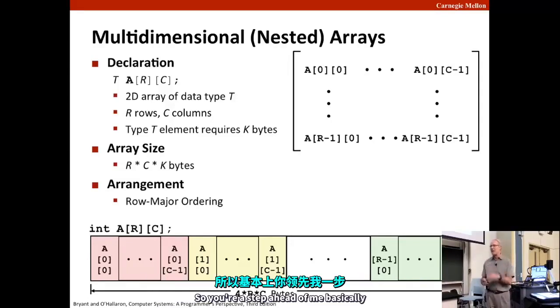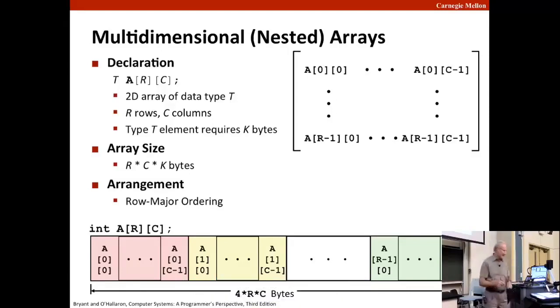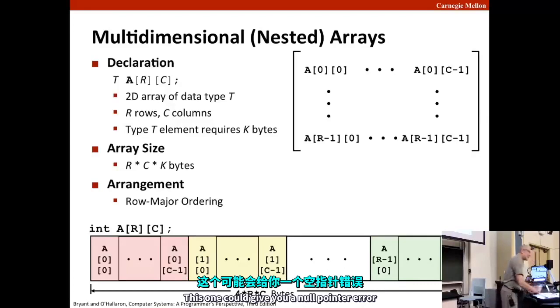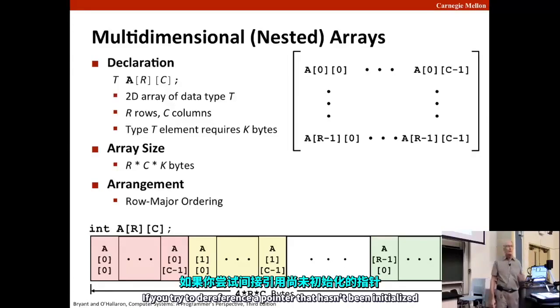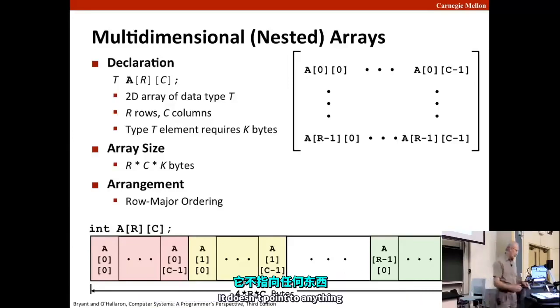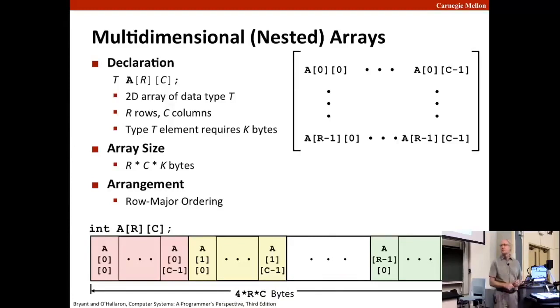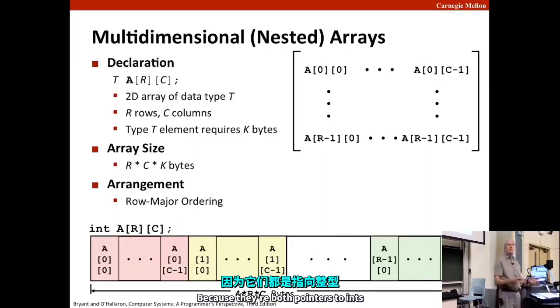Okay, so you're a step ahead of me basically. So you kind of answered the second question though. This one could give you a null pointer error if you try to dereference a pointer that hasn't been initialized. It doesn't point to anything. Whereas this one is fine. And now what's the size of star A1? 4. And what about star A2? 4, yeah. Because they're both pointers to ints.